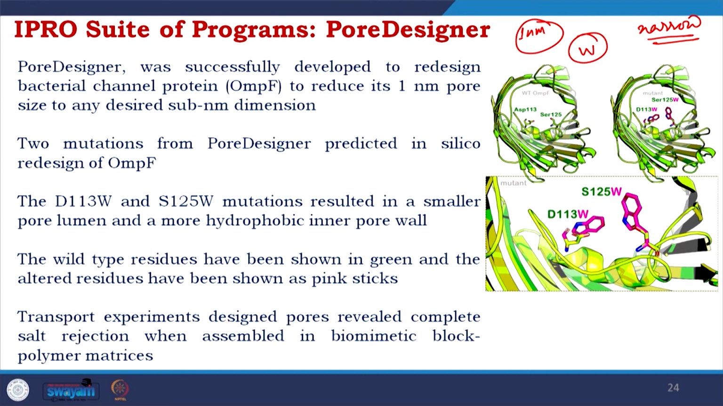Transport experiments on the designed pores reveal complete salt rejection when assembled in biomimetic block polymer matrices. So, their goal was to make differentiation. What they did here computationally, now they come to experiment, they perform transport experiments and the mutated or altered OmpF rejects the salt, which clearly shows the design is successful.